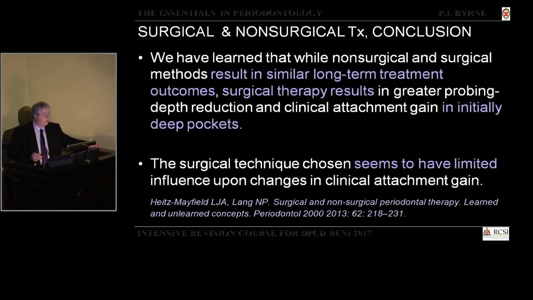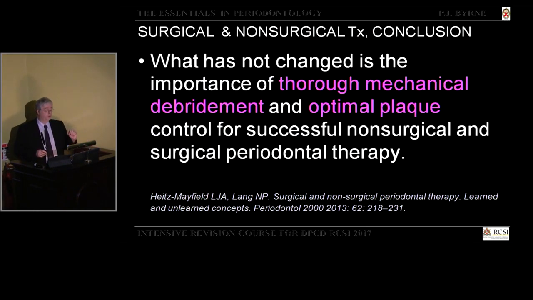We've learned that while non-surgical and surgical methods result in similar long-term treatment outcomes, surgical therapy may have advantages in areas which have initially very deep pockets. The surgical technique chosen, however, when we look at the studies in the round, seems to have limited influence on the changes in clinical attachment gain. So it's not quite as important. What has not changed though is the importance of thorough mechanical debridement and optimum plaque control for successful non-surgical and surgical periodontal therapy.